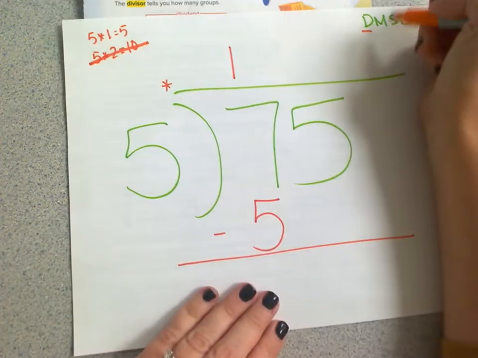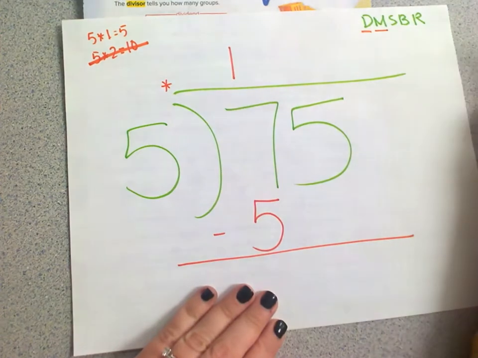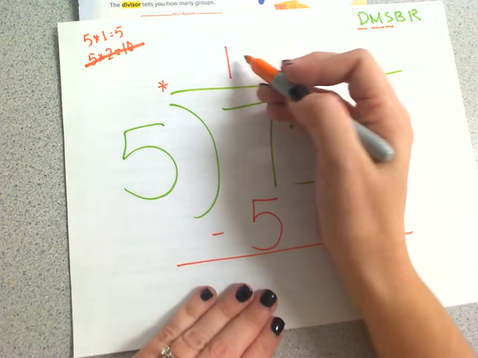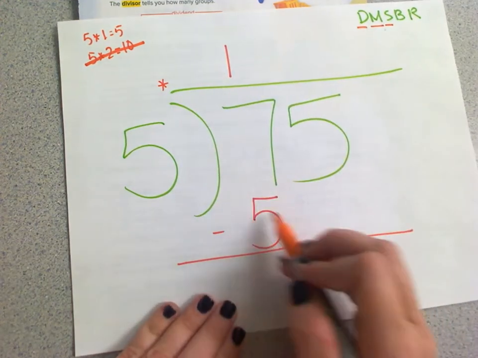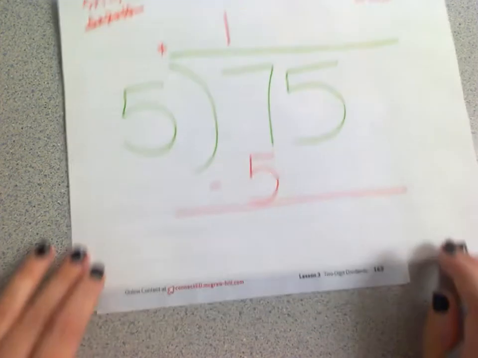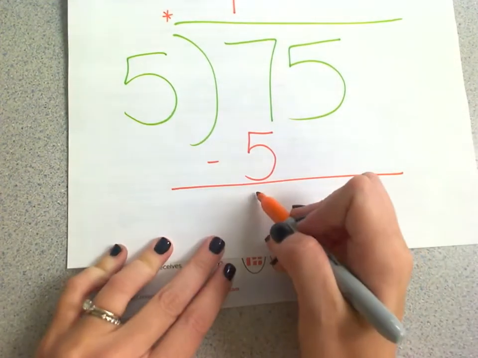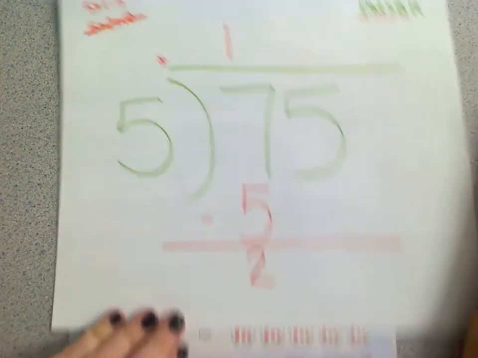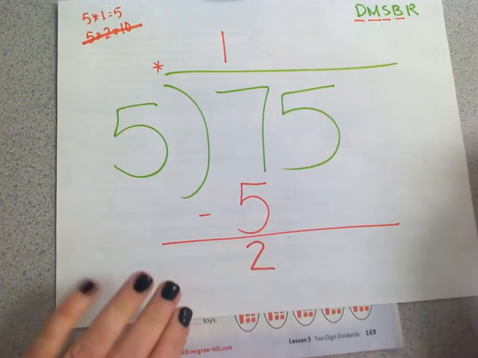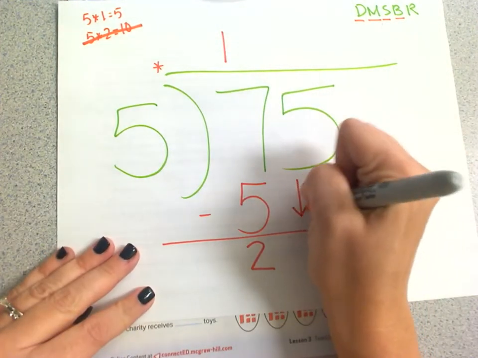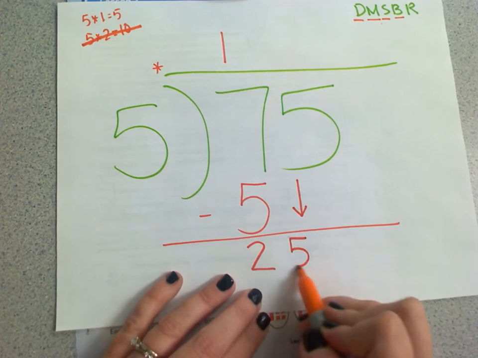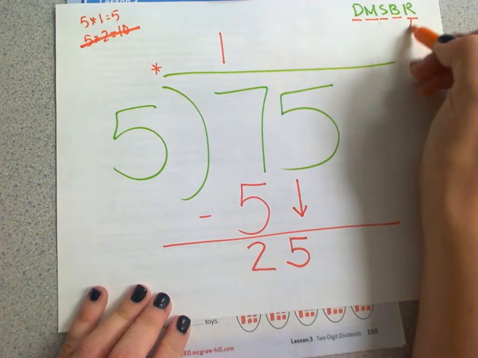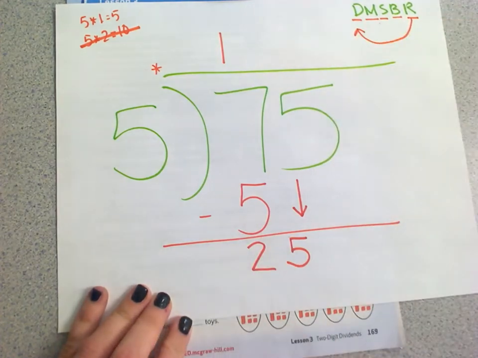Okay, next step. So that was multiplying. 5 times 1, we multiplied. The next step is to subtract. So we multiplied 5 times 1 equals 5, and now we subtract. 7 take away 5 is 2. Okay, next we have B. B means bring down. So then we go over here and we bring down this next digit, 5. And now we have to repeat the process. And now we have a new division problem.